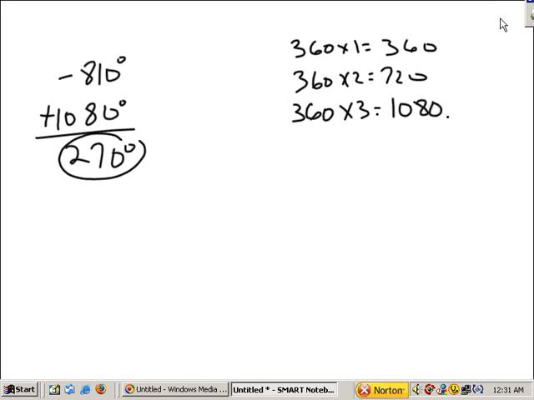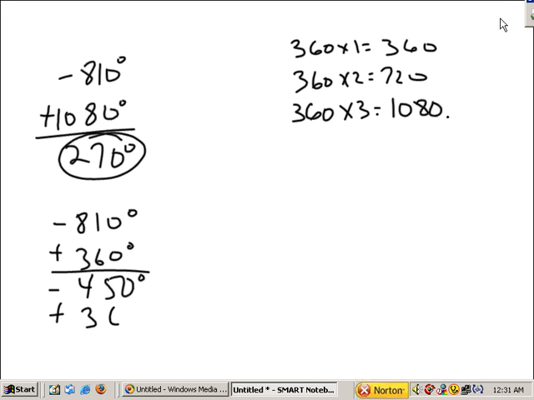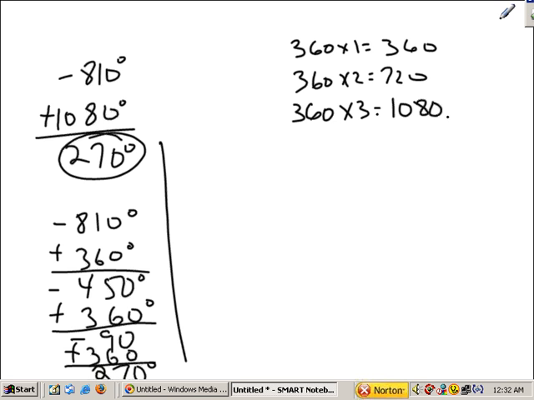This is a coterminal, because I added a multiple of 360, so it's a coterminal, and it's between 0 and 360. You don't want to stay here and add 360, and I guess you get negative 450 degrees, and then add 360 again, and I guess you get negative 90 degrees, and then you add 360 again, and you get your 270. You don't want to do it that way, but you can. Okay, let's play the same game with radians.